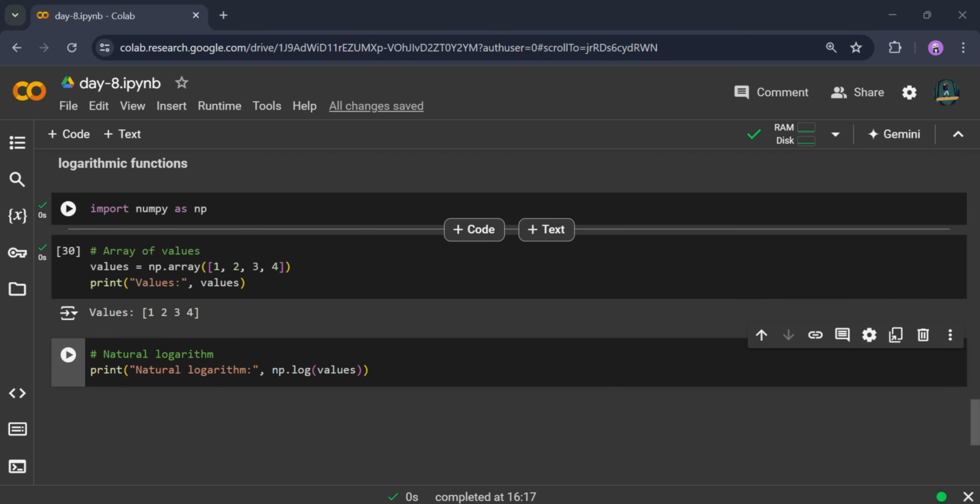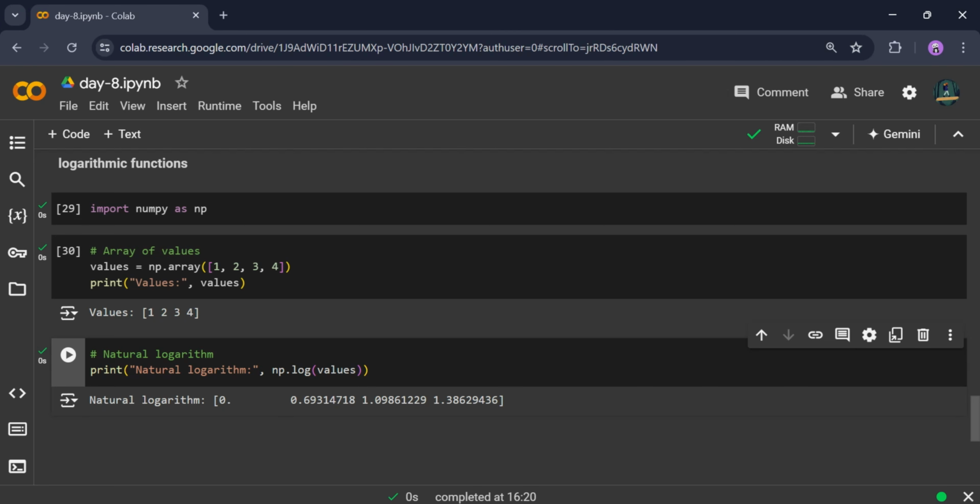Let's start by calculating the natural log of each value in the array. The natural log is the log to the base e, Euler's number, approximately 2.71828. Let's print this. Here, np.log of values computes the natural log of each element present in the array.